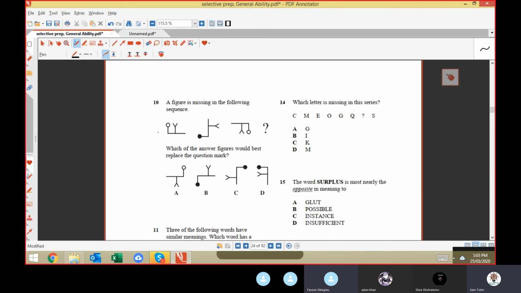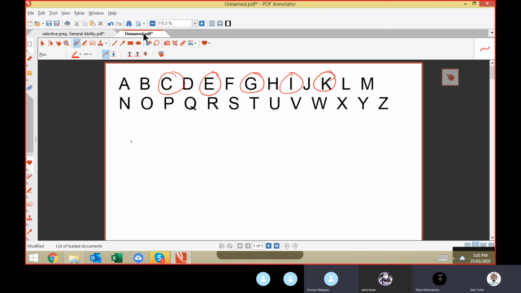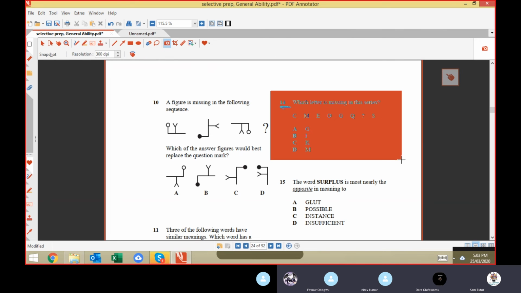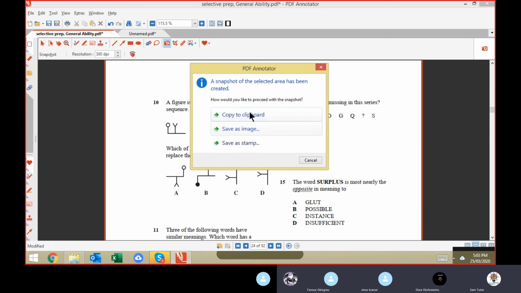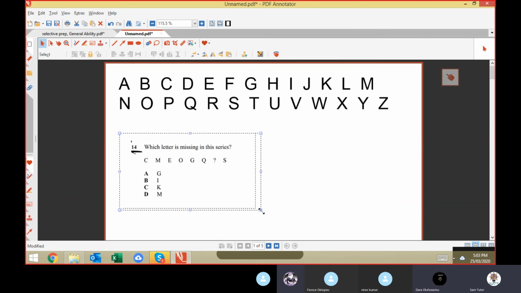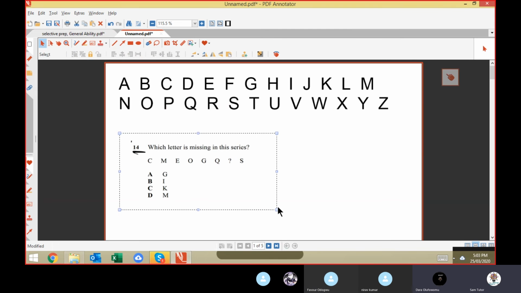So, question 14. Letters missing. Are we copying the alphabet in our booklets? I think you should copy the alphabet in your book as well. If you want, I'll put the question here next to the alphabet, but it's probably easier in your book. All right, I'll leave it with you for a few minutes, and we'll talk about it.